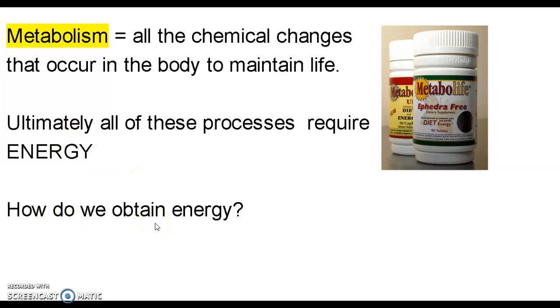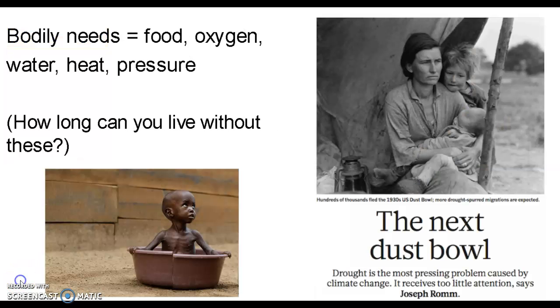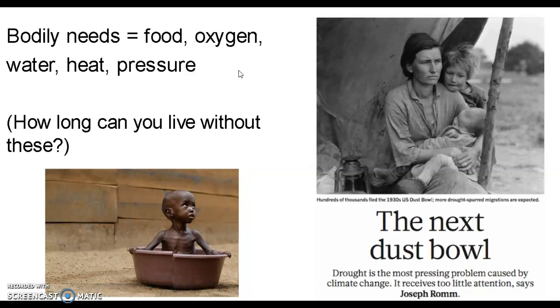So where do we obtain our energy? How do we obtain our energy? We obtain most of our energy through food, but we also need oxygen and water and heat and pressure in order to get that energy from the food.